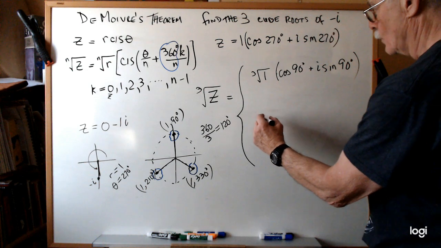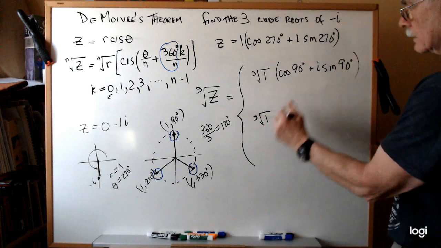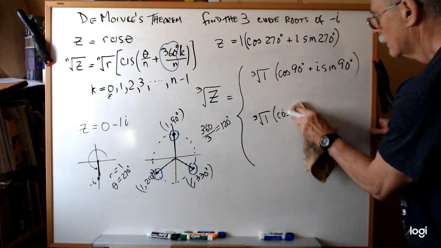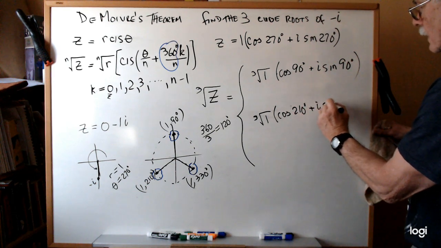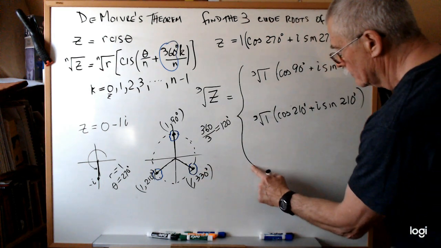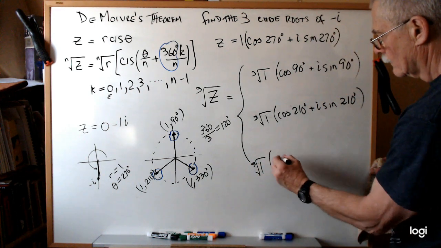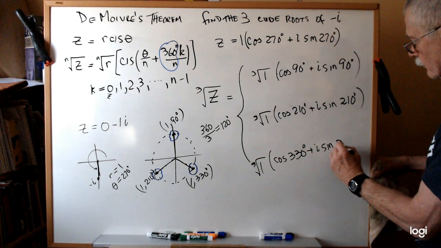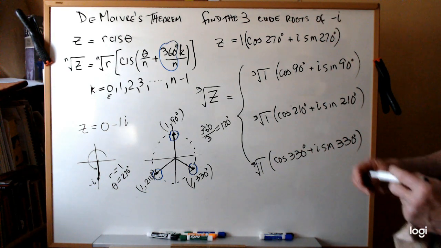And the next one will be the cube root of 1 again, cosine 210 plus i sine of 210. And the third one will be right here. It'll be the cube root of 1 cosine of 330 plus i sine of 330. So those are the 3 cube roots of negative i.